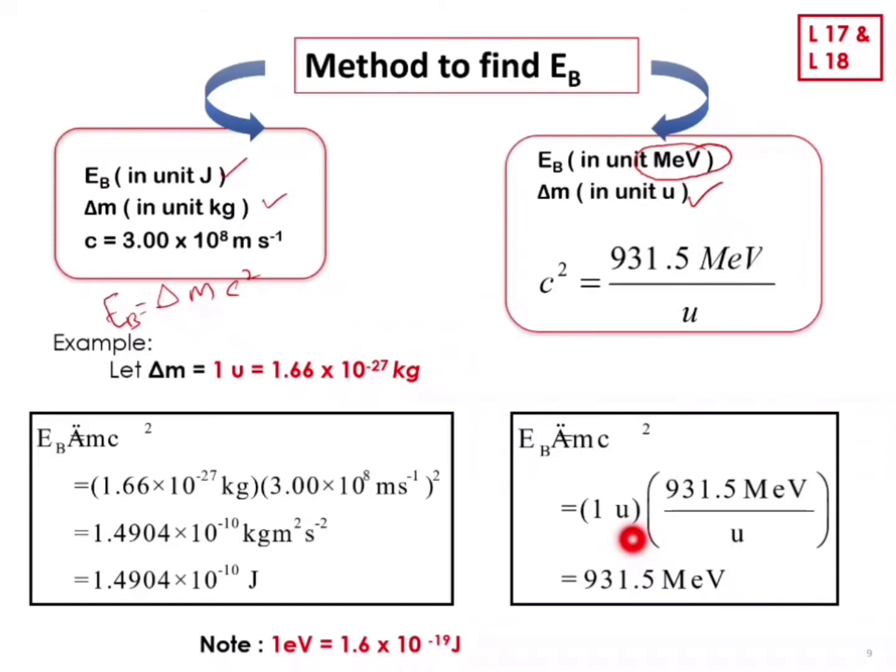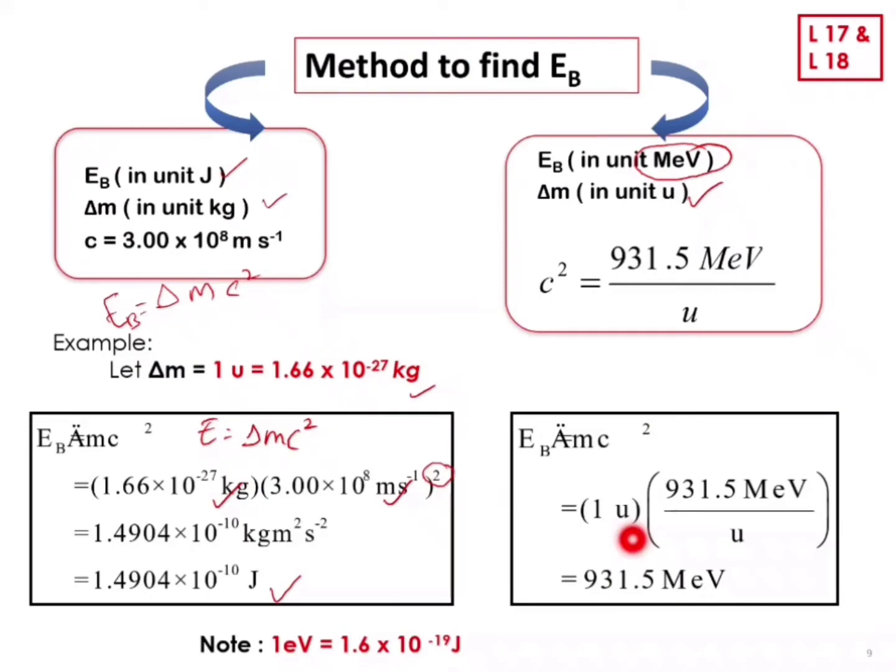Okay, let delta M equal 1 U. So delta M, 1 U, equals 1.66 exponent negative 27 kg. If we are going to find the binding energy in joule, E equals delta M C squared. Our delta M must be in kg, which is already given. C is 3 exponent 8. Don't forget here we have the square. So we get 1.49 exponent negative 10 joule.